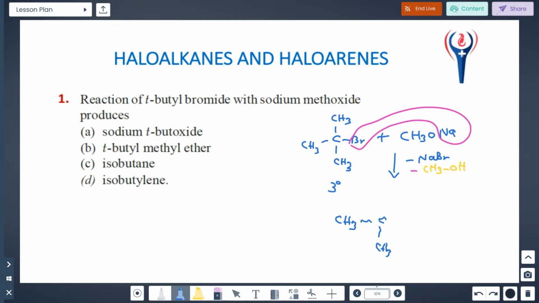Here also, double bond CH2. Understood? So this is called isobutylene. So we are getting isobutylene. So D is the answer.